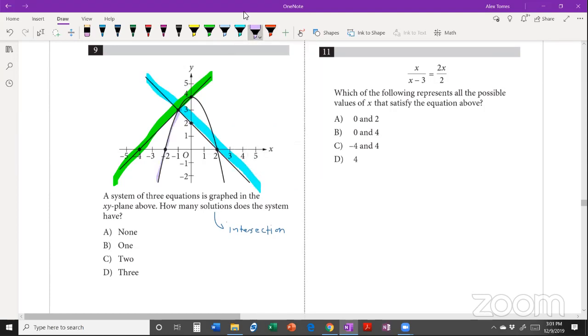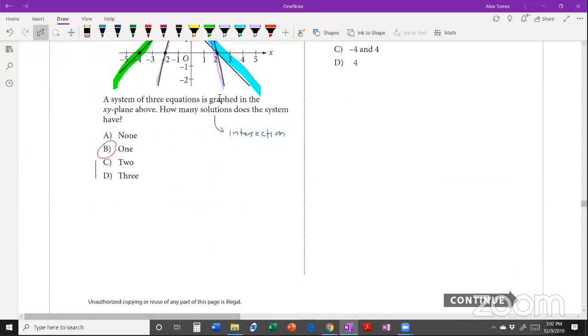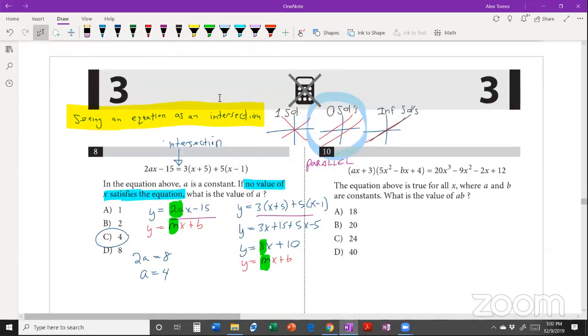And so how many locations are there where you see blue, green, and purple all hitting one another? And that is only at this point right here. One single point where all 3 of them hit at the same time. And so there's one solution to this equation. And the answer for number 9 is B. Now we're going to number 10.